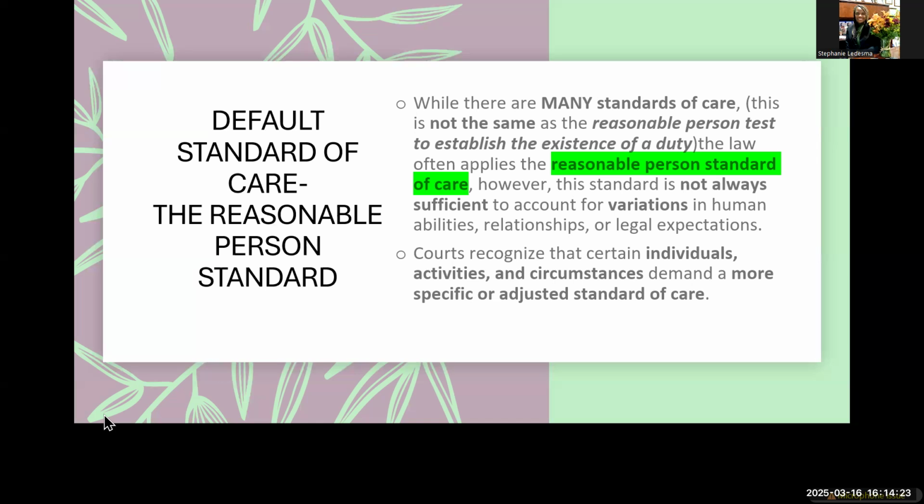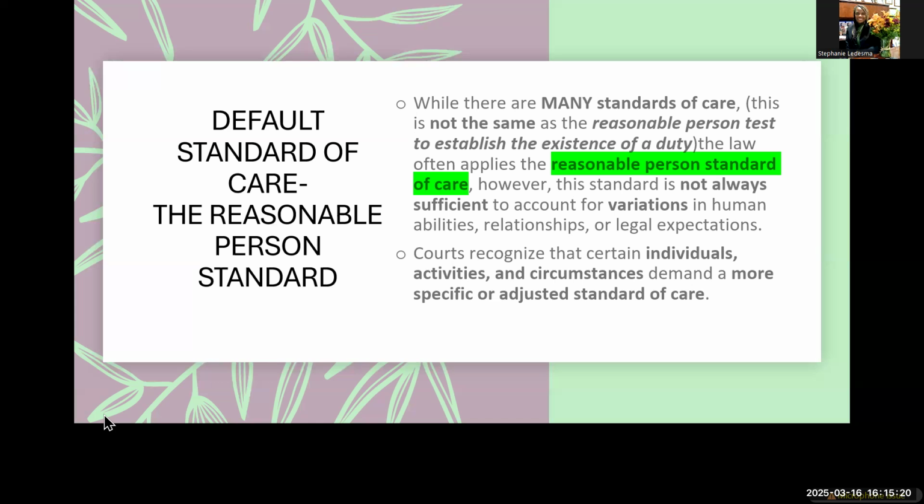So while there are many standards of care to choose from, the law often applies the default reasonable person standard of care. But courts recognize that certain individuals, certain activities, and certain circumstances may demand a more specific or an adjusted standard of care. And if that is the case, then we have lots of other standards to choose from. I'm going to tell you just a little bit more about this default standard of care. The reasonable person default standard of care is the foundation of negligence law.